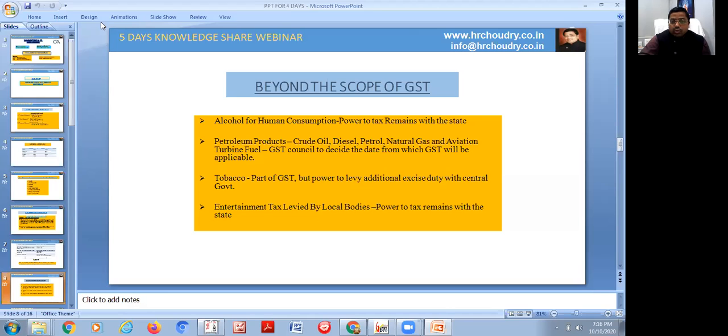Entertainment tax is levied by local bodies. The power to tax these also remains with the states. All these taxes are not merged with the GST Act, but are still under the power of the states.